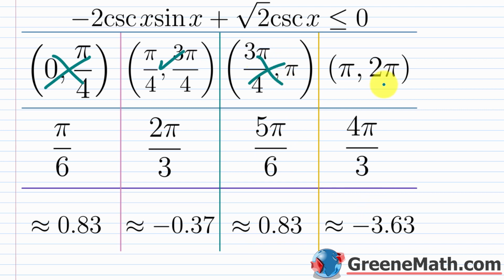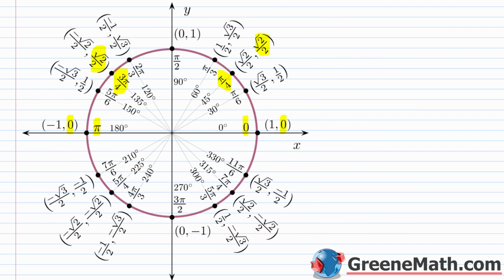And if I go into this interval here, I pick 4 pi over 3, and I get about negative 3.63. So this is negative, so this is going to work. All right, so putting this solution together, you've got between pi over 4 and 3 pi over 4, and then between pi and 2 pi. So coming back, you have between pi over 4 and 3 pi over 4, and then you have between pi and 2 pi. So you've got to think about what's going to be included and what's not going to be included.